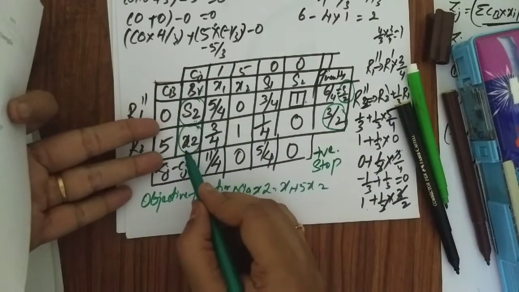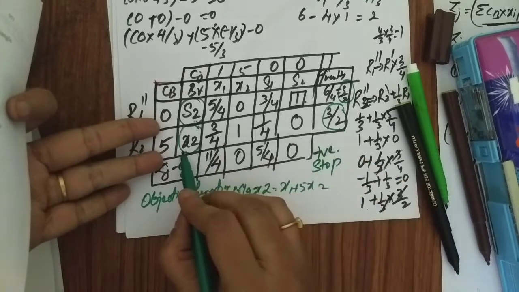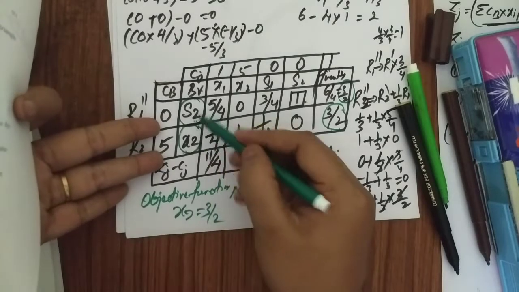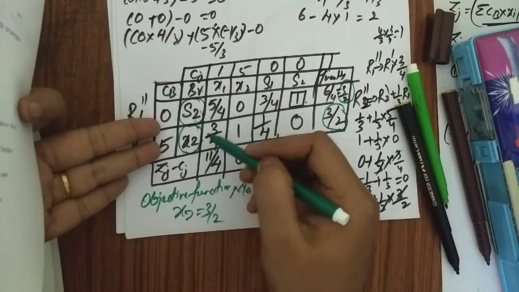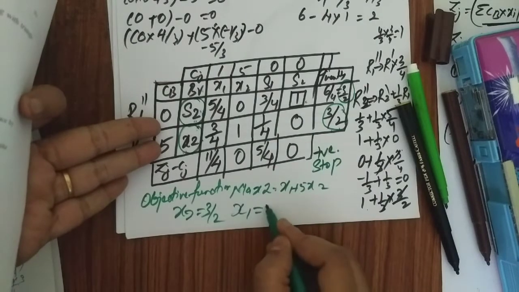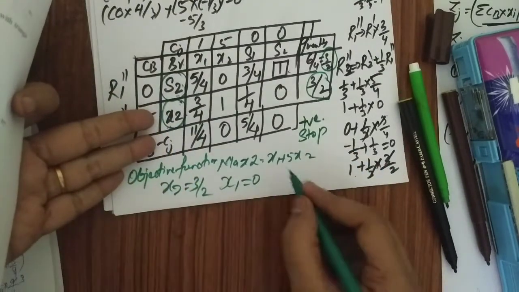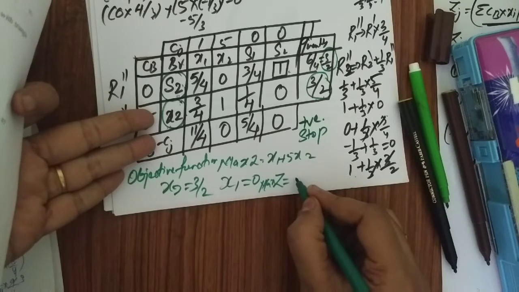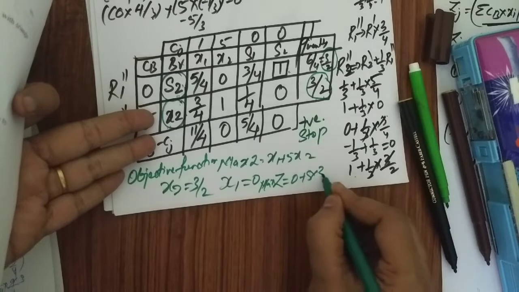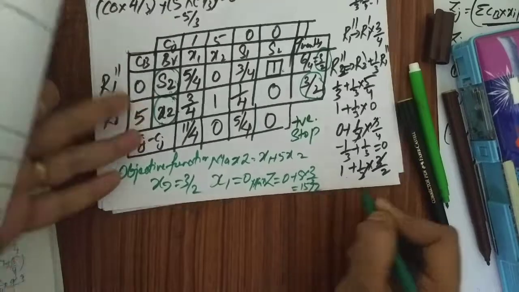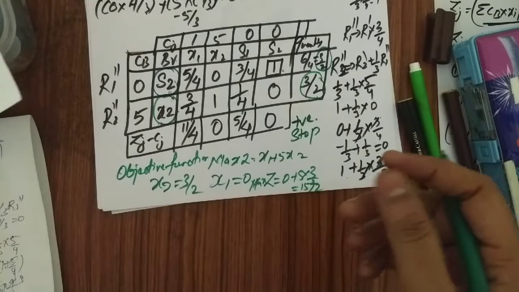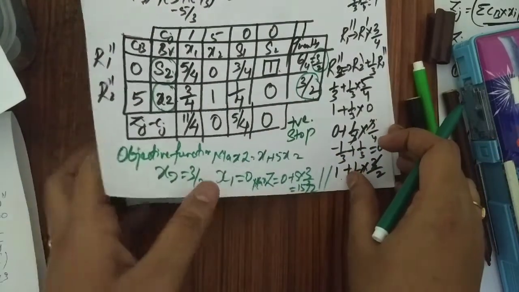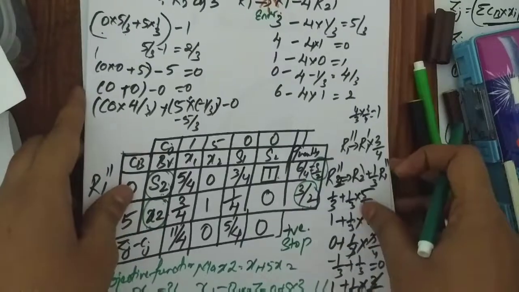There is no importance of s2. Okay. So what is x2? Its quantity is 3 by 2. So we did not get x1 in our basic feasible. So that means what? x1 is taken to be 0. Substitute this value here. So max z is equal to 0 plus 5 into 3 by 2, which is 15 by 2. So this is the maximum value of the objective function for the given constraint.